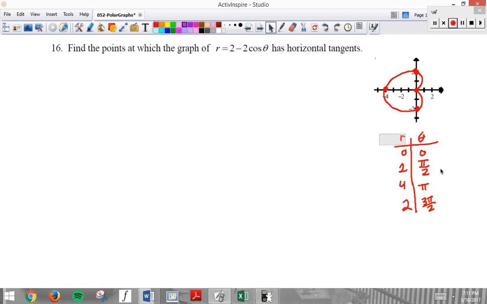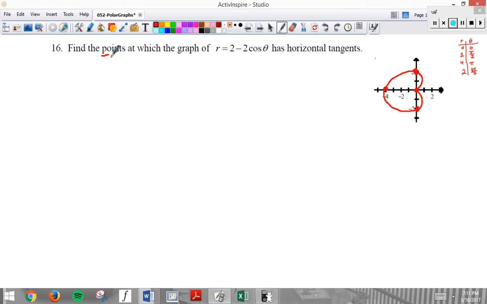So we see a number of possible candidates for our horizontal and our vertical tangents. Now, by symmetry, these will probably be at the same points, but you need the points. That means I need an x and a y. Sorry, it doesn't say vertical tangents. Oh, goodness gracious, I'm so happy. Okay, horizontal tangents.